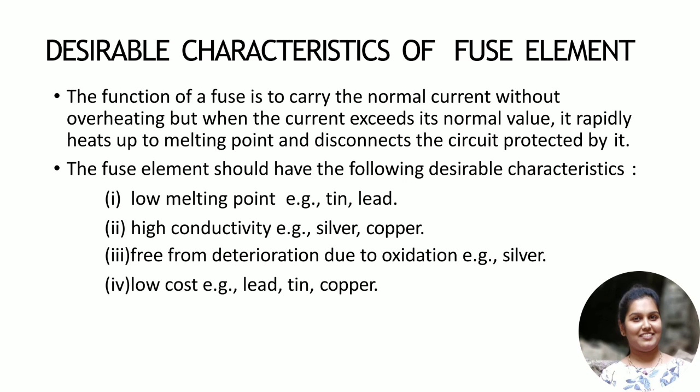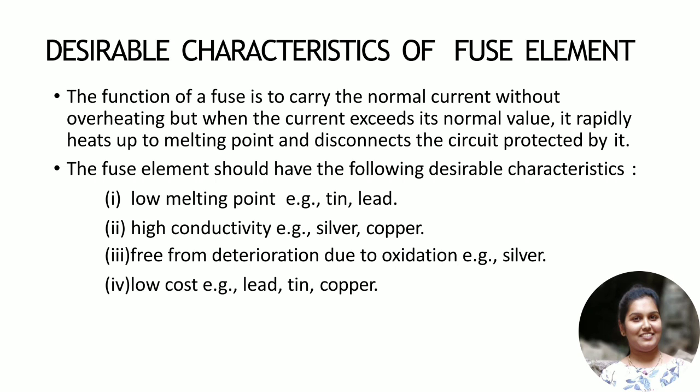The fuse element should have a low melting point. That is, it should melt itself with a small change in the temperature. For example, tin or lead have a low melting point, so these can be considered as fuse elements. Next is high conductivity. In addition to low melting point, high conductivity should also be there for a fuse element. And next is freedom from deterioration due to oxidation.